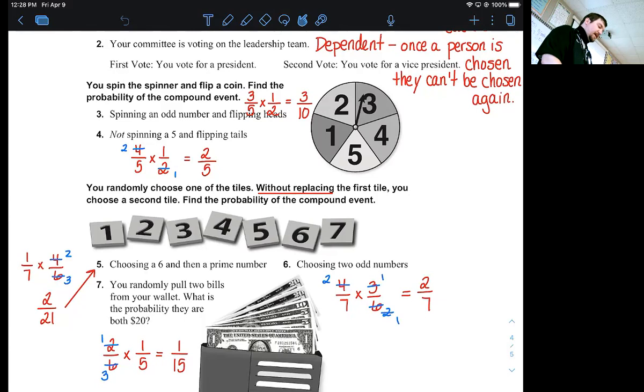Back to number 3, spinning an odd number. There's 3 odd numbers up there, 1, 3, and 5 out of 5. So you have a 3/5 chance of doing that. You have a 1/2 chance of flipping heads. That's going to give you 3/10. There's nothing to cancel there, so we're ready just to multiply.